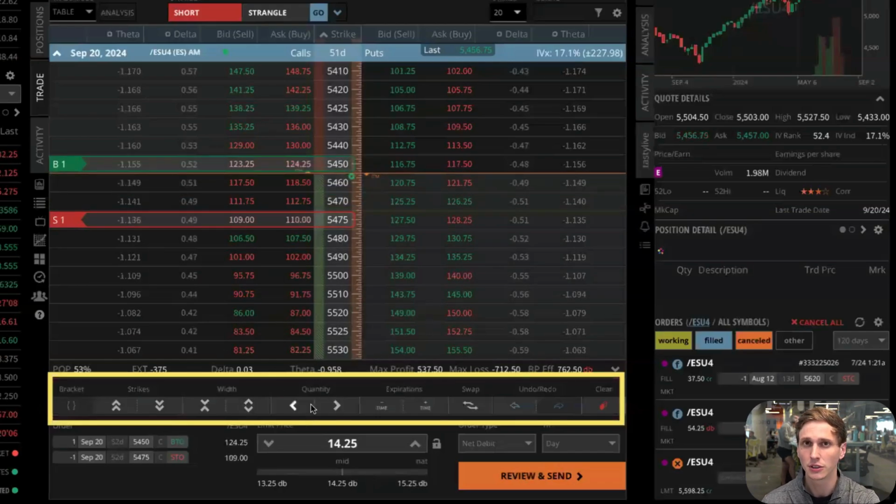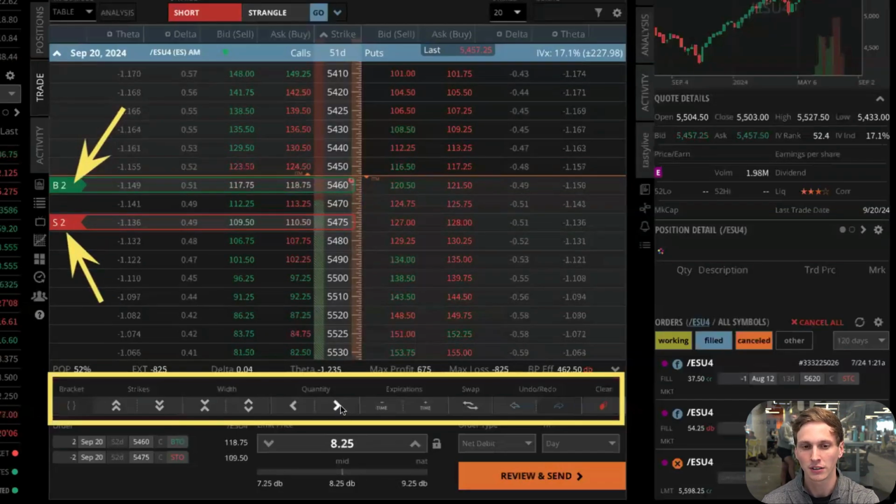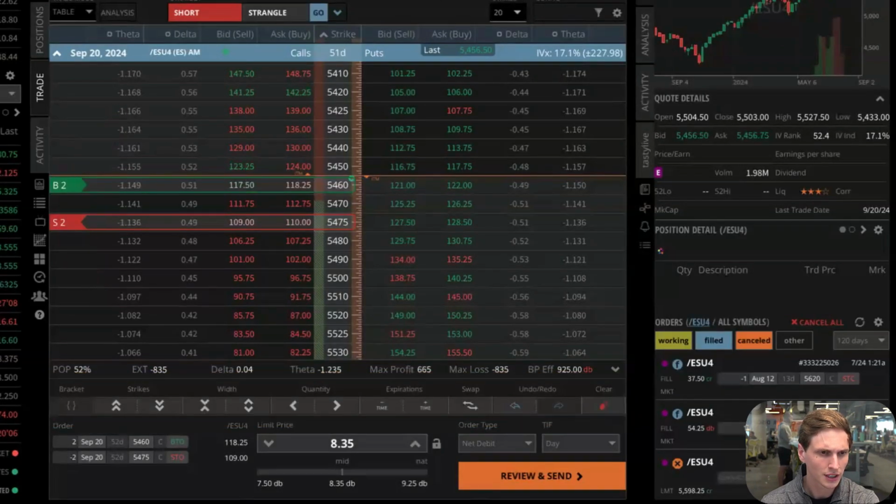And then additionally, you can adjust the quantity. So right now we just have one vertical spread. That's a B1, S1. But if we click on quantity over here to 2, now we have buying 2, selling 2. So 2 vertical spreads. Nice. And then lastly, there's a couple other options here on our right side.